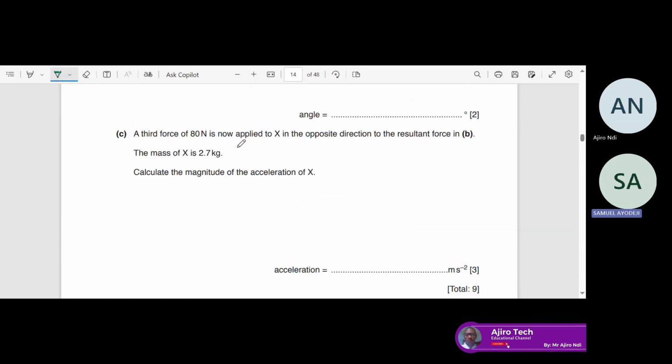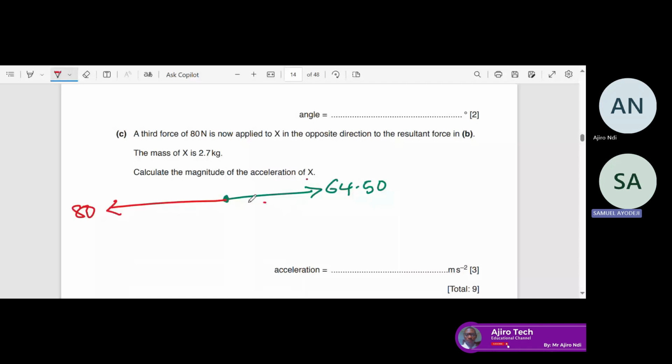Question C says a third force is now applied to X in the opposite direction to the resultant force. So this is what is going to happen. Let's say this is the resultant force, we got 64.5 something. It says the third force is in the opposite direction, so it's going to be like this, opposite. This is 80 newtons.